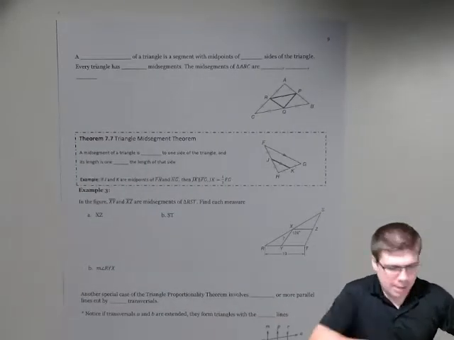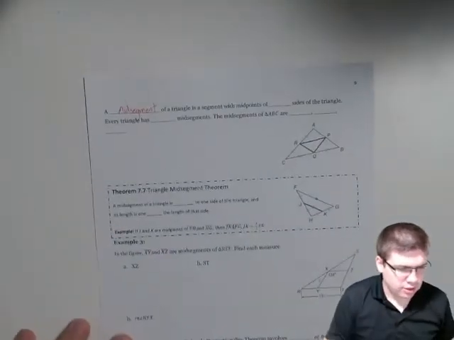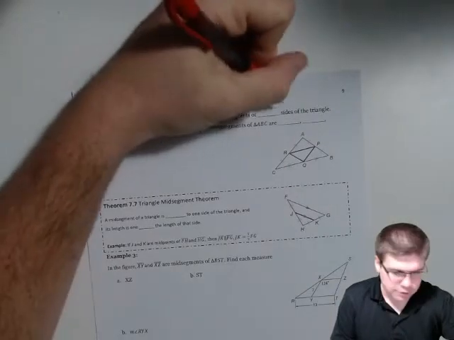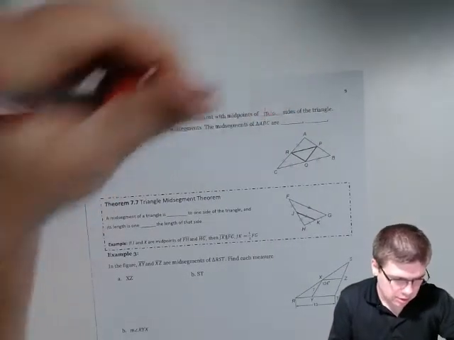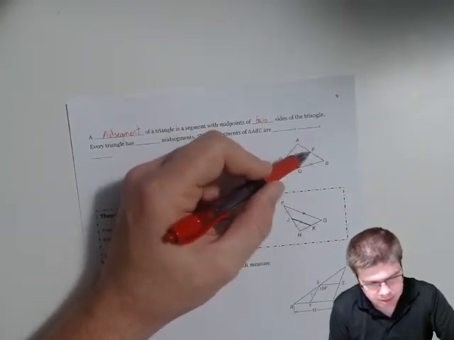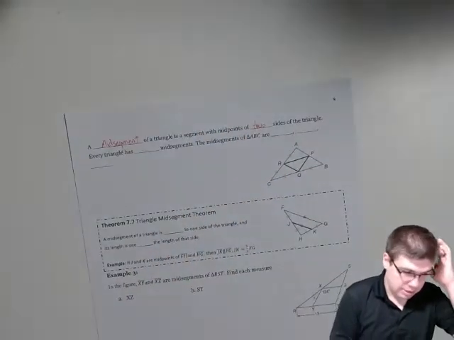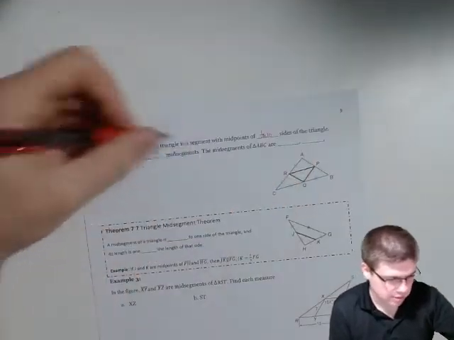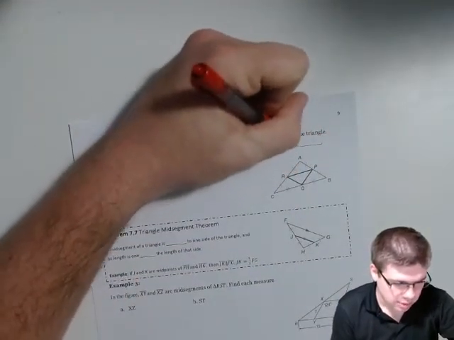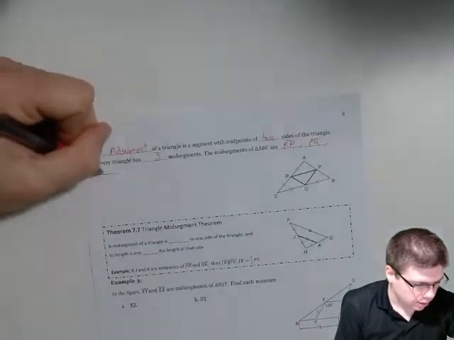All right, moving on. A midsegment of a triangle is a segment with endpoints at the midpoints of two sides of the triangle. So we go to the midpoint here. Notice these parts are marked as congruent. P is the midpoint. And so a segment that ends at two of the midpoints is a midsegment. So every triangle has three midsegments. We see them there. The midsegments are, in this case, RP, PQ, and RQ. Those are our three midsegments of that triangle.